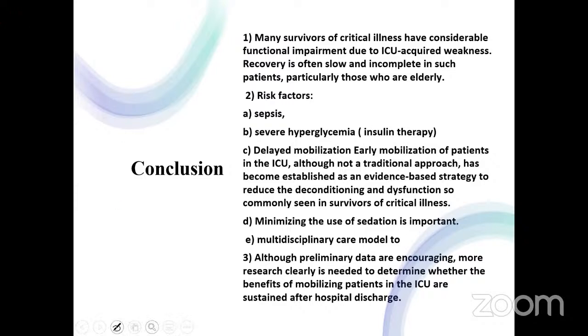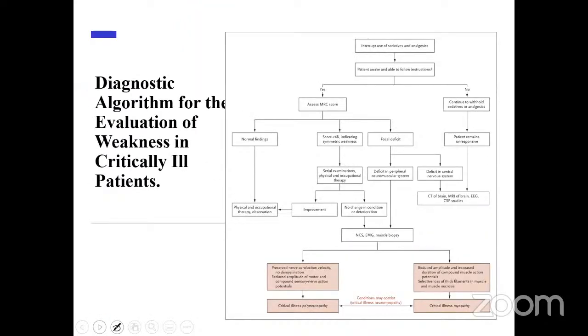We have an algorithm after this. I have an algorithm which can be seen, right? So what happens in this is, you interrupt the use of sedatives and analgesics, the patient awakes and is able to follow instructions. Okay, then I will assess the MRC score. If findings are normal, physical and occupational therapy is advised. If the score is less than 48, that MRC score indicates symmetric weakness. Serial examinations, physical and occupational therapy. If there is no change or the condition deteriorates, then you do nerve conduction studies and EMG and muscle biopsy.